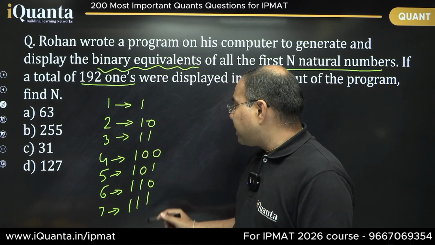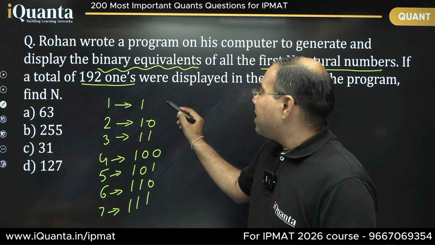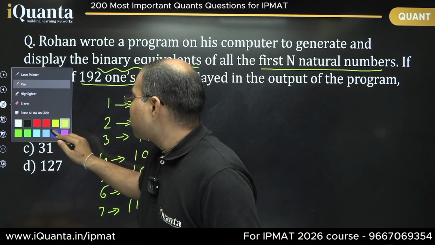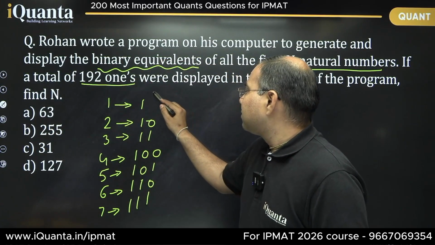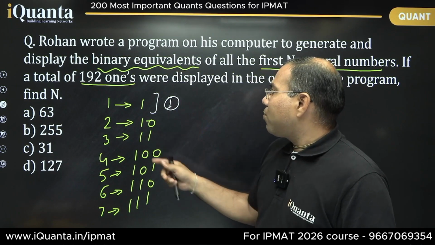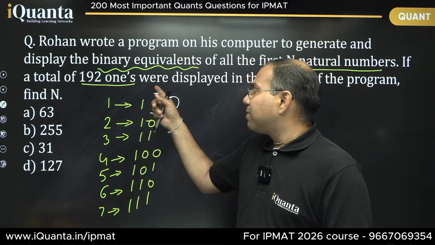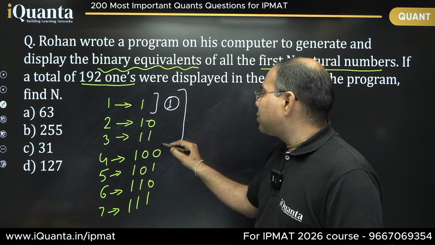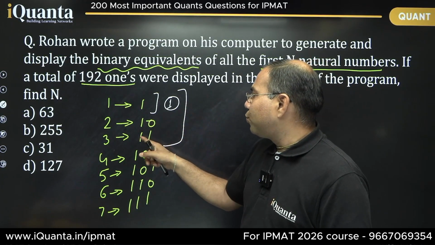So these are all 3-digit numbers. If I check the pattern, up to 1-digit numbers, I wrote only 1 number. So how many ones had I used here? Only 1, right? Now if I talk about all the numbers up to 2-digit numbers, how many times have we used 1 in total? So 1, then 2, 3, 4, it is 4.